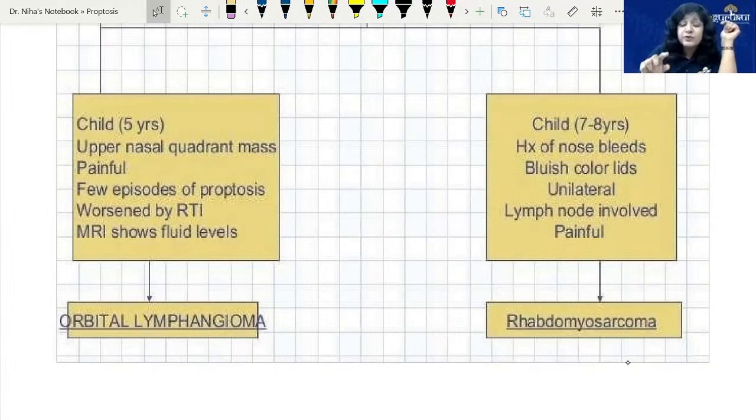Of course, we'll go with the MRI for seeing the fluid level. So for this, we'll be taking the help of Dr. Rajat. But if they are telling you the proptosis with URTI, the first thing that you have to think about is lymphangiomas.